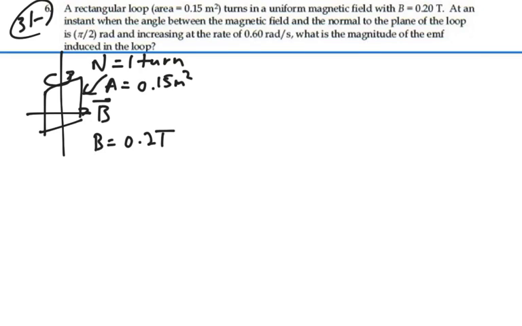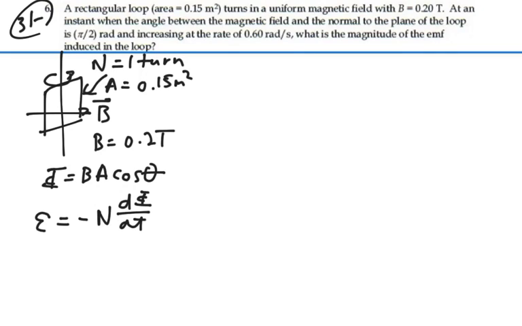So in general, our flux, for a planar area like this, would be the field times the area times the cosine of the angle between the area vector and the magnetic field. Well, that angle is constantly changing. So let's use the full Faraday's law on this. The induced EMF will be equal to the negative number of turns times the derivative of the flux with respect to time, or the change of the flux in an infinitesimal amount of time. So I could write this as negative number of turns, change of field times area cosine theta per time.